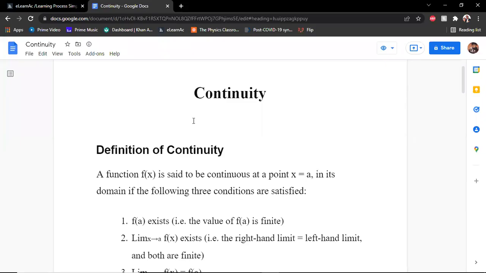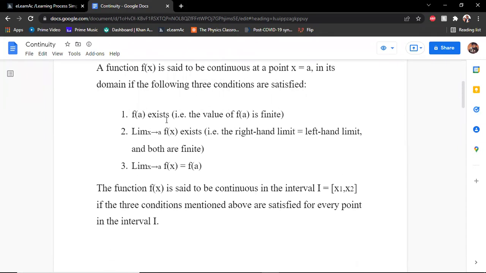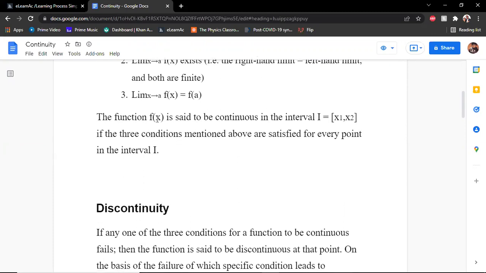Continuity. Definition of continuity. A function f of x is said to be continuous at a point x equal to a in its domain if the following three conditions are satisfied. First, f of a exists, that is, the value of f of a is finite. Second, limit x tends to a of f of x exists, that is, the right hand limit is equal to the left hand limit and both are finite. Third, limit x tends to a of f of x is f of a.